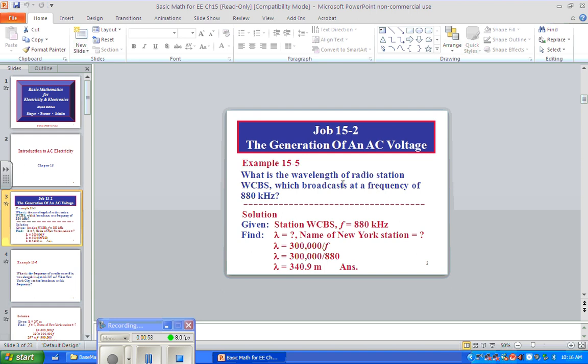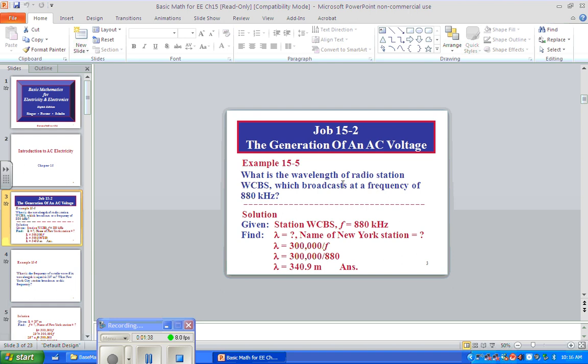And either way, it's the number that you have, 300,000 divided by the number you have will give you the other one. You know what I'm saying? Like if we have, everybody take 300,000 divided by 340.9 and tell me what you get. 880. So if you're going from frequency to wavelength or wavelength to frequency, it doesn't matter.